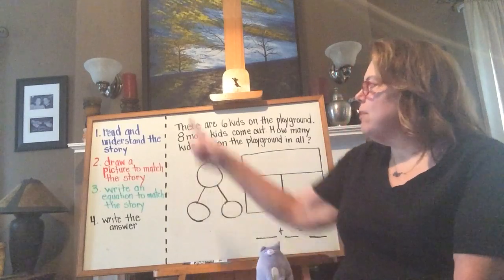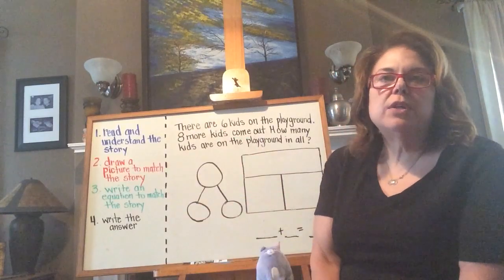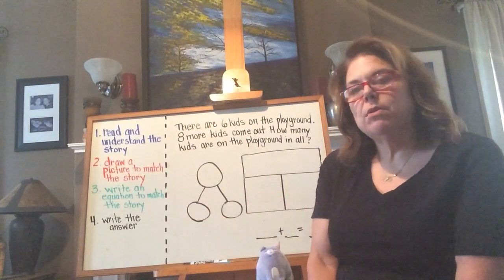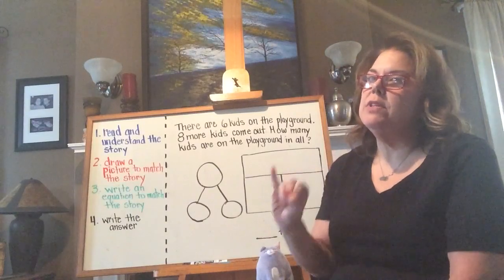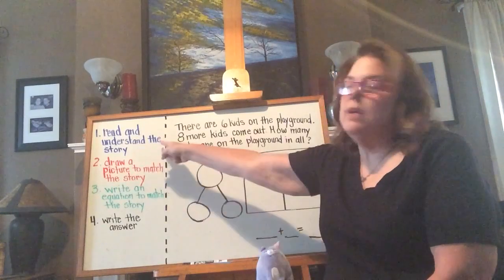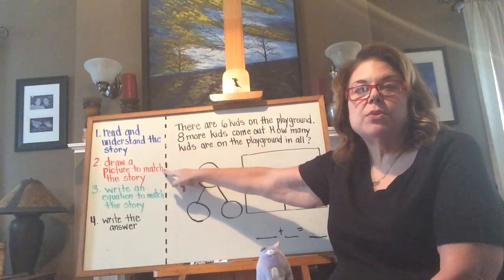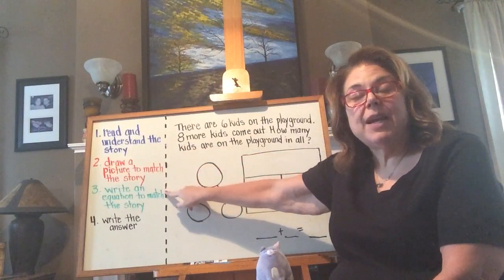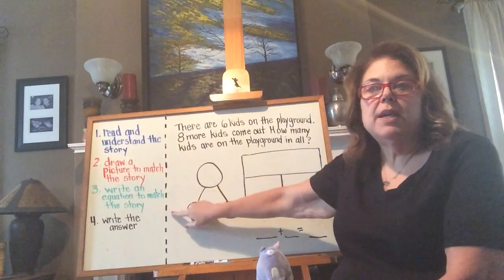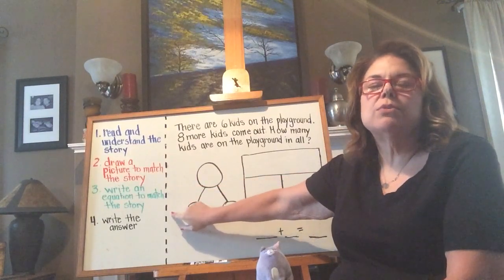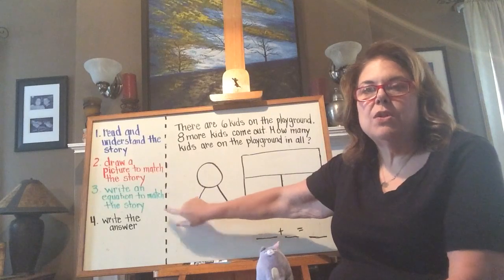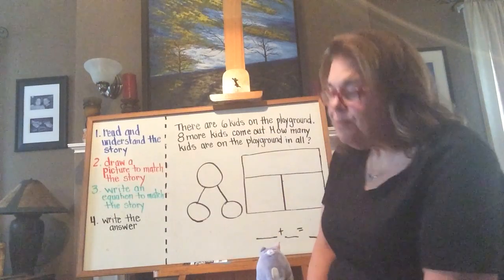First thing we want to do is review the 4 things that we need to do when we solve a story problem. You should know them by now, so say them with me. First thing we need to do is read and understand the story. Number 2 is draw a picture to match the story. Number 3 is write an equation to match the story. And then finally, number 4, you're going to write the answer. So let's get started with today's story problem.